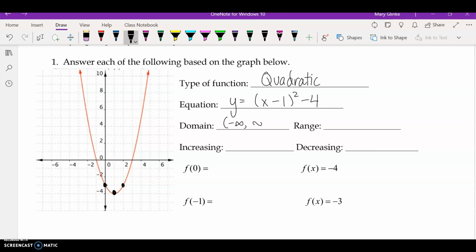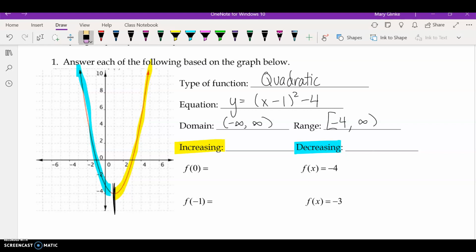Our graph is going left and right forever. Our graph goes down to -4 and up to positive infinity. For increasing, we look for where our graph is going up, and decreasing would be where our graph is going down. So as we're looking at that, you're only going to look at your x values, which means you have -1, nope, that's a +1 for your x value. And so on the right-hand side, towards infinity, is increasing, and from -infinity up until 1 is going to be decreasing. So increasing starts at 1 and goes to infinity, whereas decreasing goes from -infinity to 1.